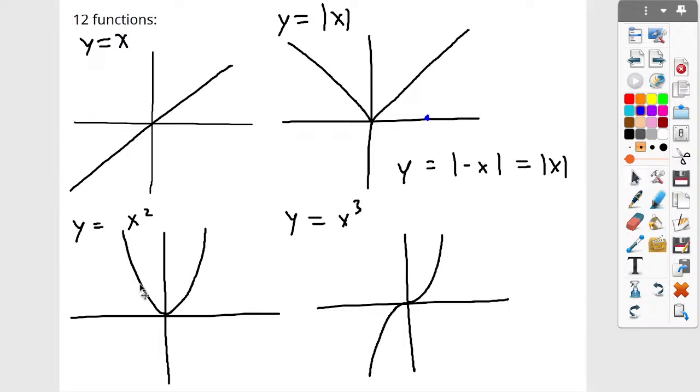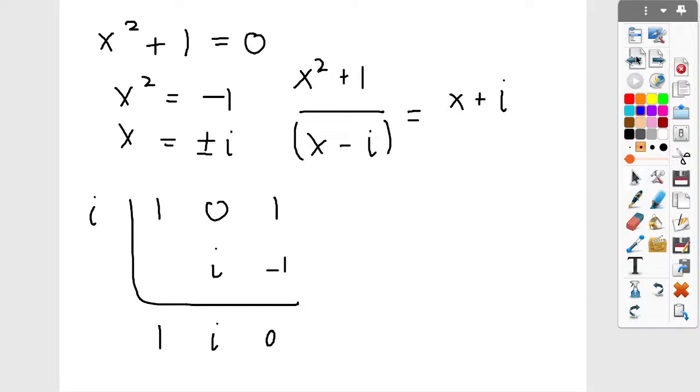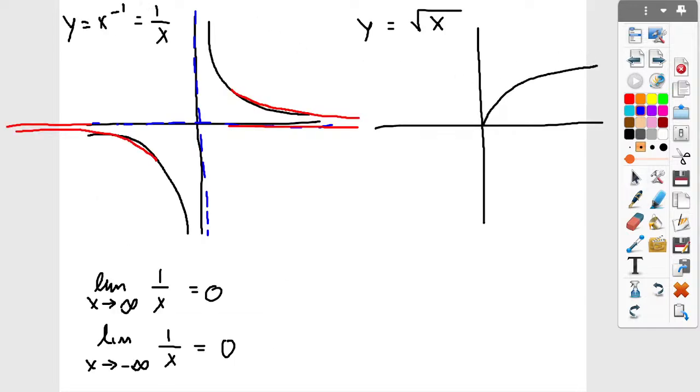So root x is the inverse of x squared, right? Root x is the inverse of x squared. All right, there are two more. I don't know if it'll test you on them. I really don't think so.